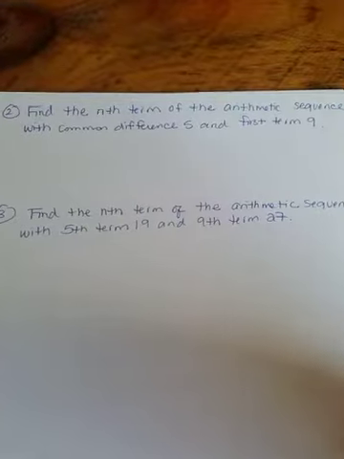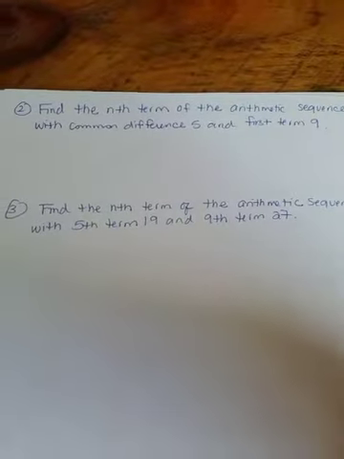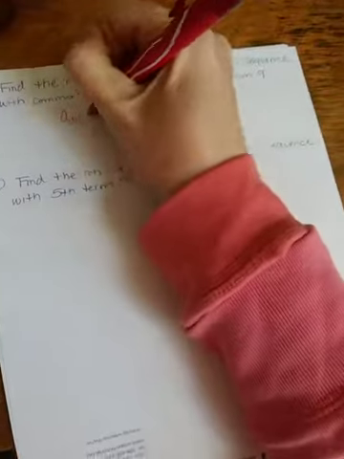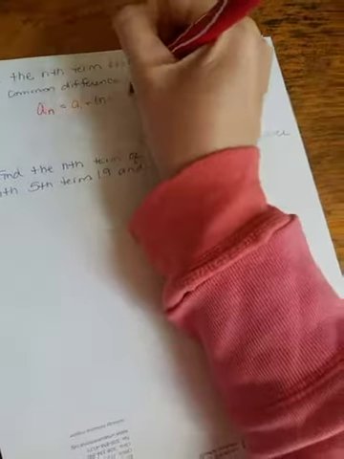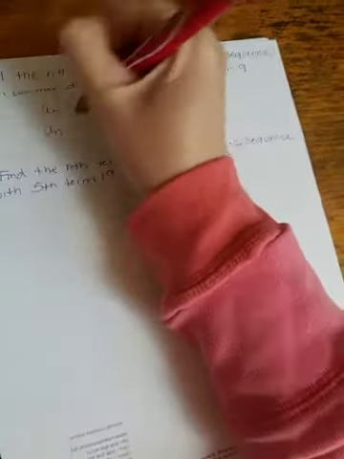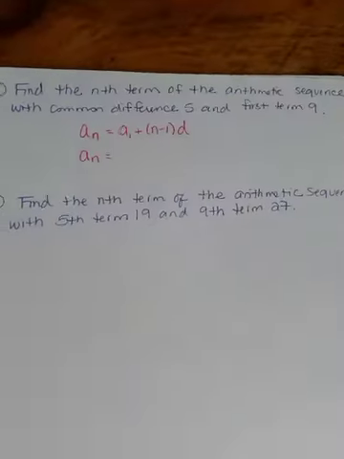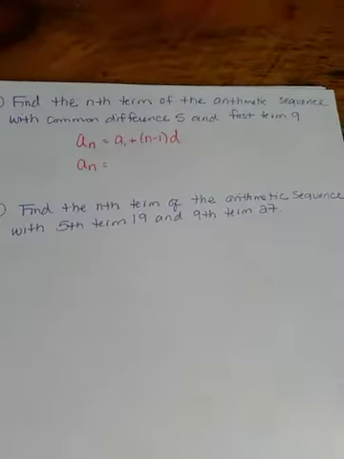With common difference 5 and first term 9. So really all we're looking for you to do here is to take your equation, a sub 1 plus n minus 1 times d, and this is just as straightforward as substituting it in. Of course yours won't be this easy. So a sub 1, what are they telling us?